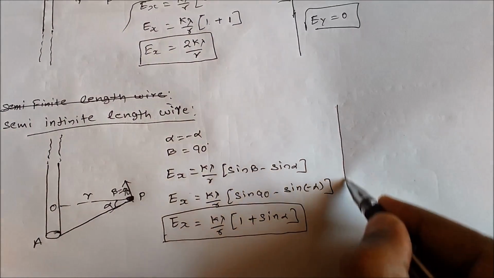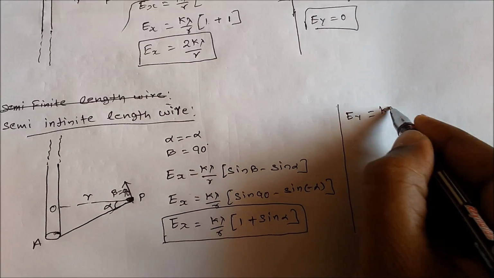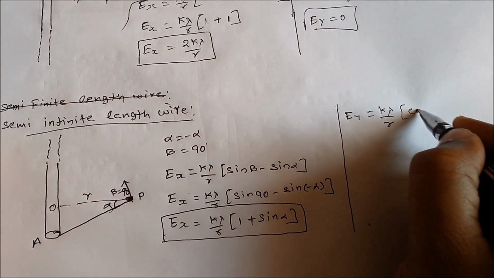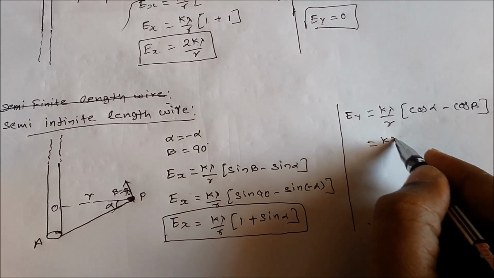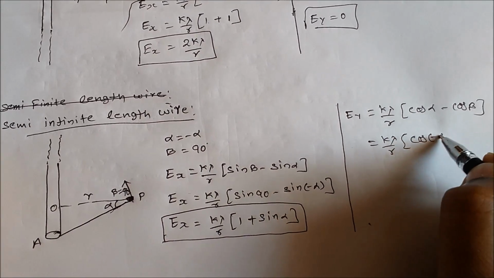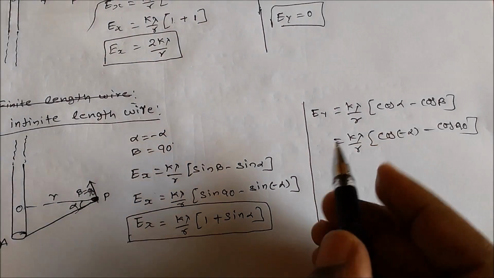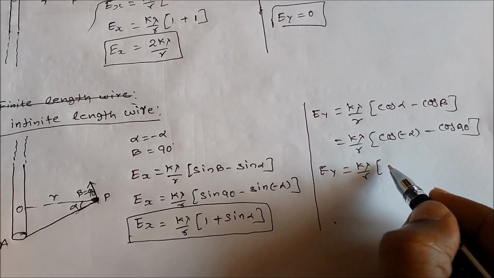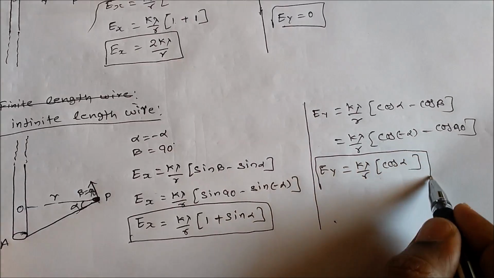And the y component formula, you know that, is k lambda by r (cos alpha minus cos beta). Here alpha is minus alpha, and beta is 90 degrees. If I substitute that, then Ey is equal to k lambda by r (cos of minus alpha minus cos 90, which is 0). This is the y component.